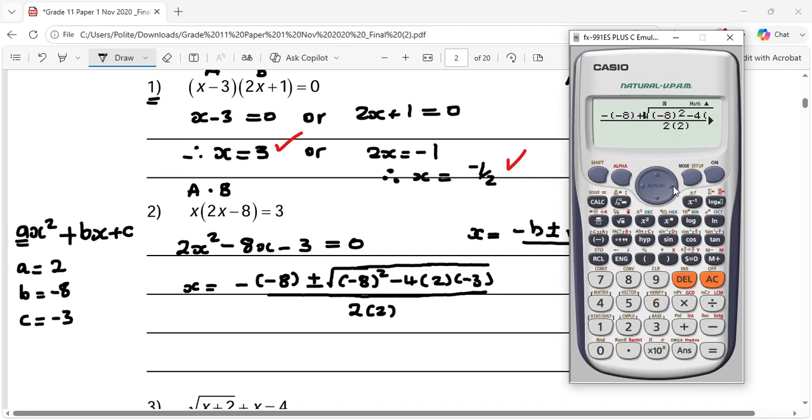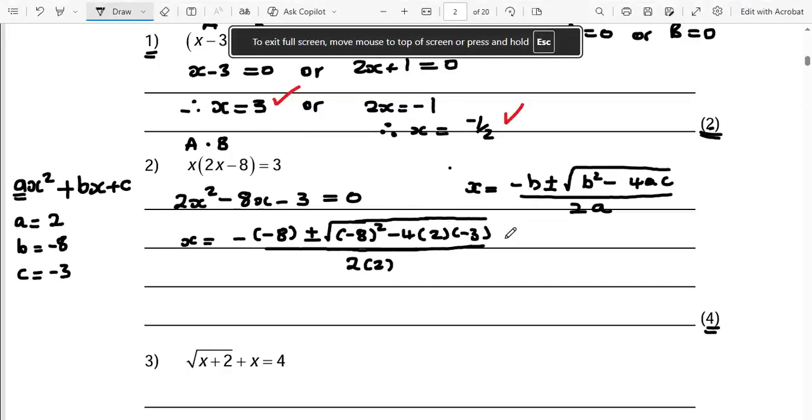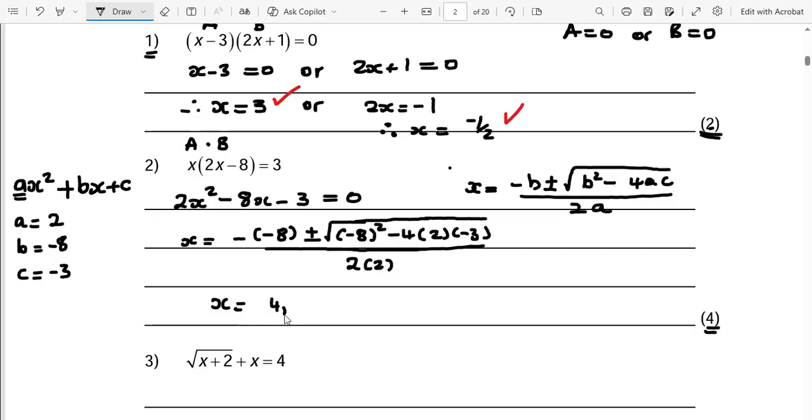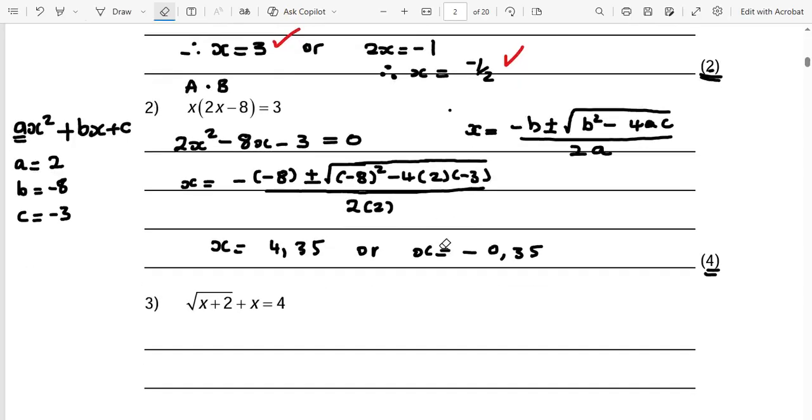Let's change positive to negative. So this gives us negative 0.35 if we round it off. Let me quickly write down my values, then we'll go back up and confirm. So x will be 4.35, or the value of x is minus 0.35. So I just want to go back up. They said correct to 2 decimal places. The statement here says correct to 2 decimal places. So since it's 2 decimal places, our rounding is correct.